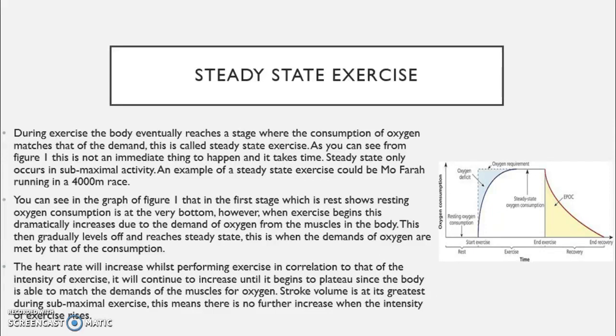Heart rate will also increase whilst exercise is being performed, and this is done in correlation to the intensity of the exercise. So potentially the person in question, their heart rate will increase until it reaches its maximum threshold. But at some point, their heart rate will plateau due to the fact that the oxygen demand is met by the supply, so their heart will have no reason to increase its rate of beating further. And also stroke volume, which is the amount of blood beat from the left ventricle at the time, will be at its greatest during submaximal exercise, and there's no further increase when the exercise rate rises further.